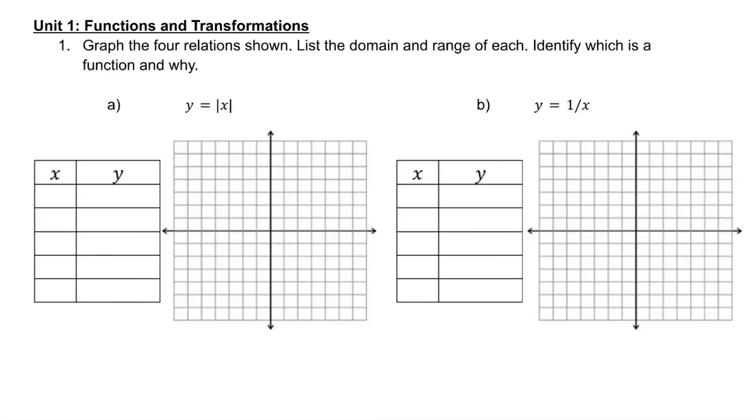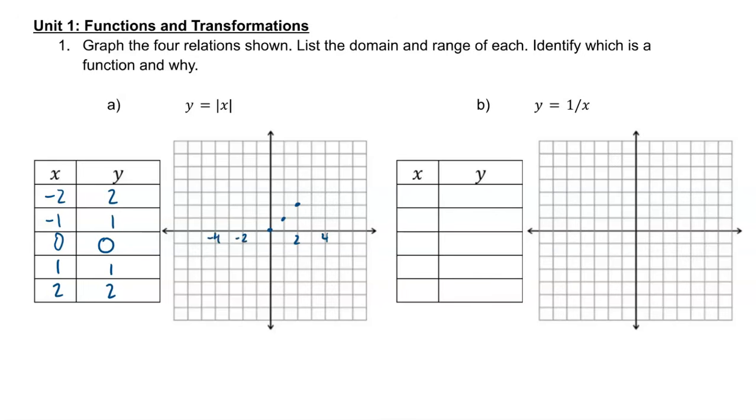The first question says, graph the four relations shown, list the domain and range of each, and identify which is a function and why. So the first one is y equals the absolute value of x. What that means is that whatever you put in for x, y is just the magnitude of that, or the positive value of that. So if you put in a negative value, it becomes positive.